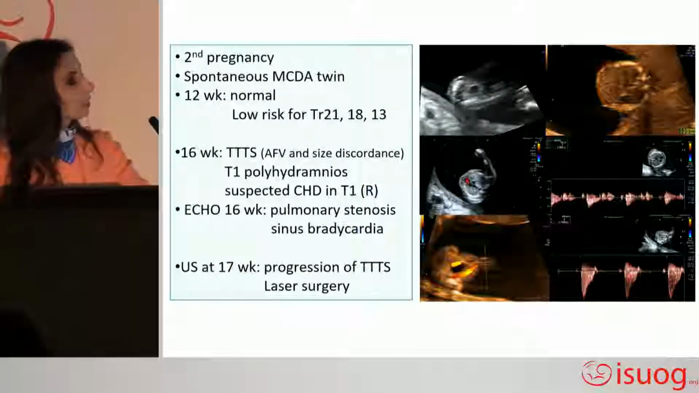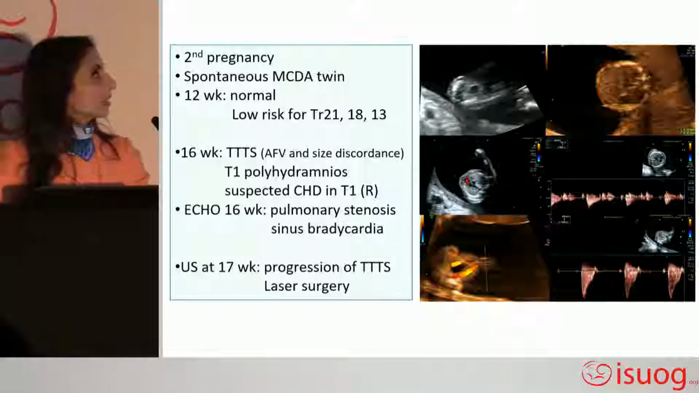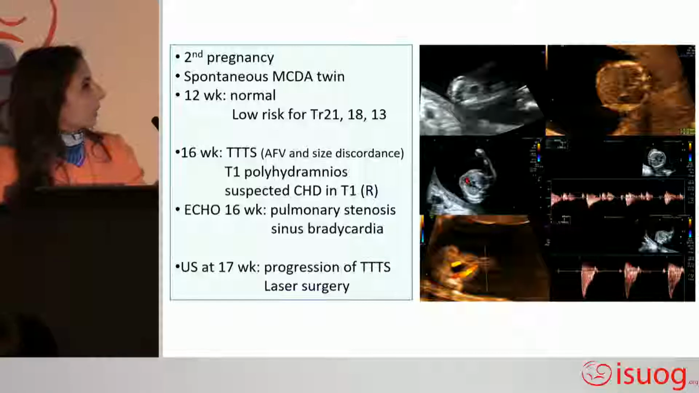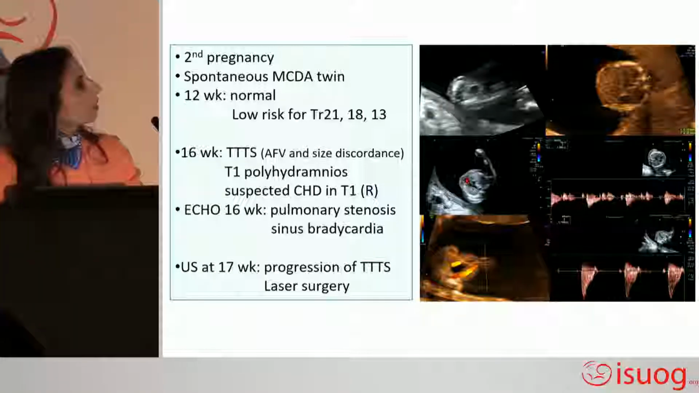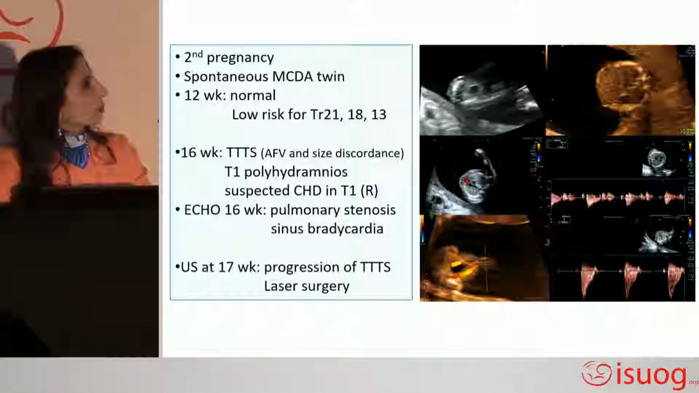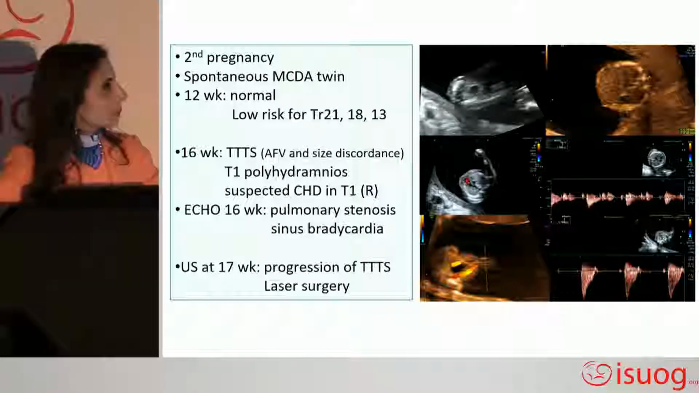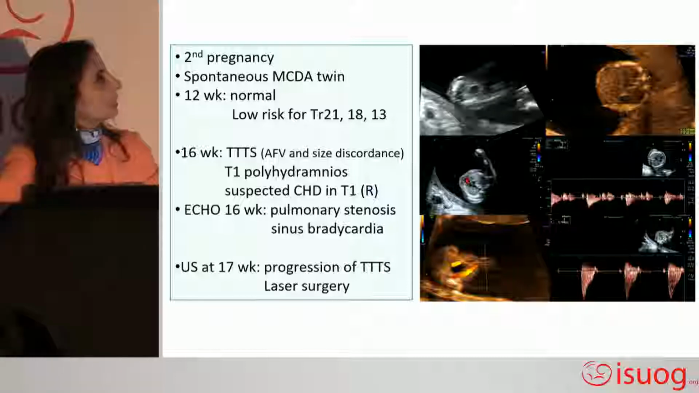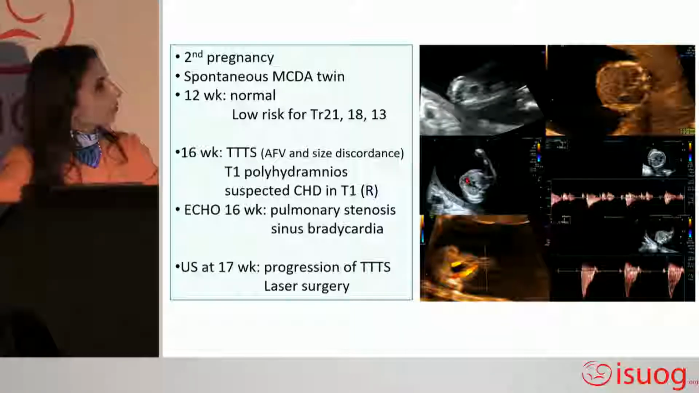This is another case of TTS that's really interesting and was very challenging. This woman, again, had a previous uncomplicated pregnancy, a healthy child. This one was a spontaneous MCDA twin. At 12 weeks, the scan was fine, with low risk for trisomy 21, 18, and 13. At 16 weeks, there was an amniotic fluid discordance and size discordance as well.